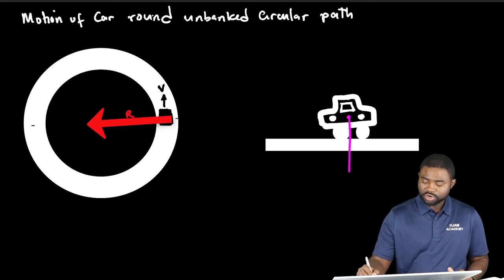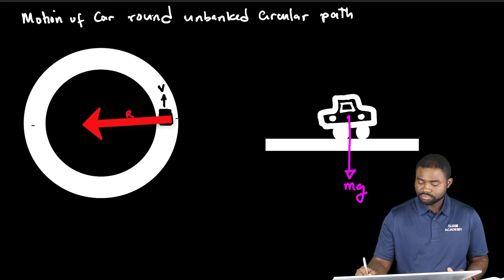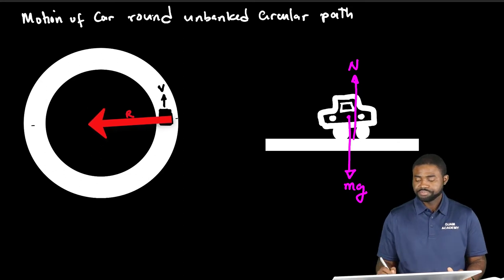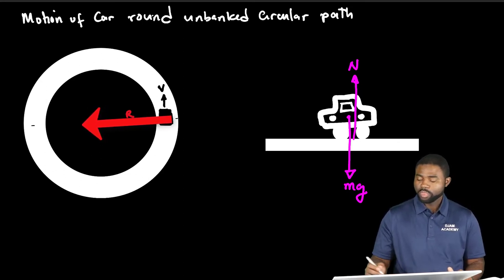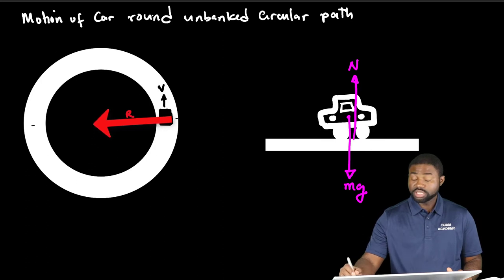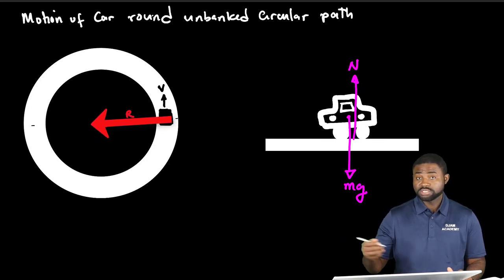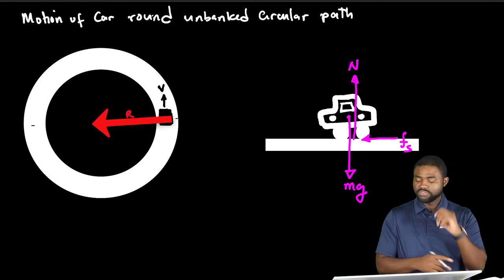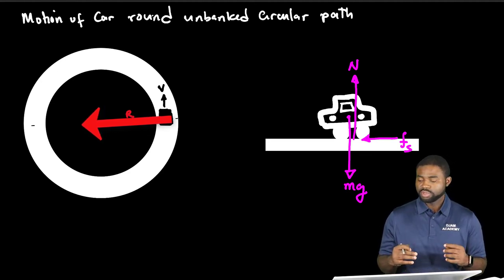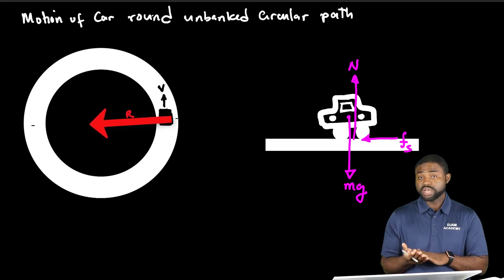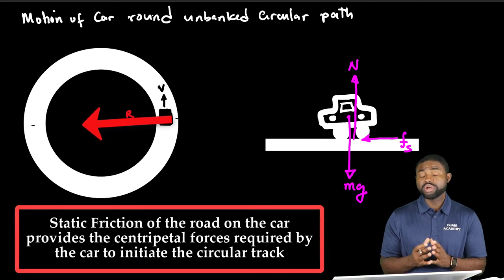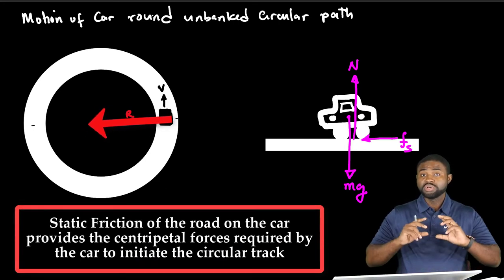The weight of the car acts vertically downwards. The normal force on the car, which acts on each tire, acts vertically upwards. The car has a tendency to skid outwards. Therefore, there is a force acting inwards on the car, preventing it from skidding outwards, and that force is static friction. So you can clearly see from our free body diagram that the static friction between the tires and the road provides the centripetal force required by the car to move around in a circle.